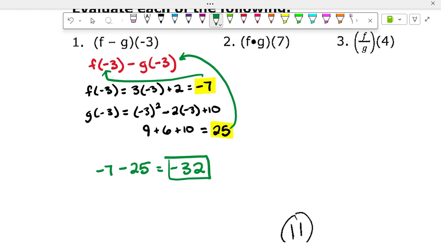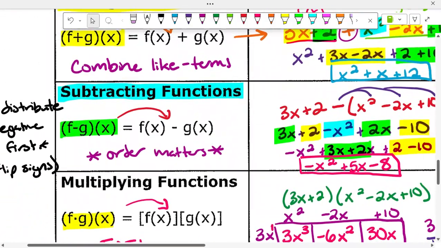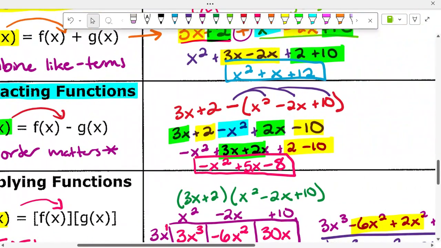So you don't actually get a function for those. You get a number, because you're evaluating. So remember, when you evaluate, you're getting a number. Now, could we have done the operation first? Because technically we already did f minus g. So we could have also used what we got up here and plugged in the negative 3. That's another way you could have done it. You would have gotten the exact same thing.